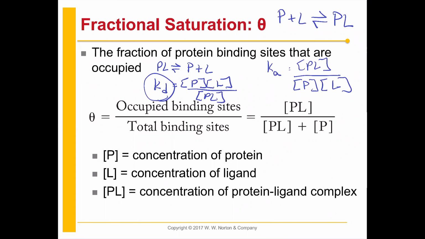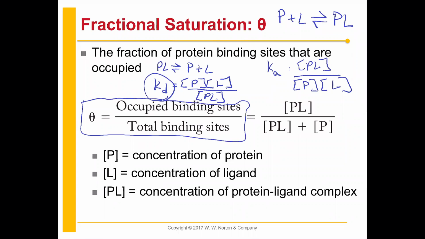The other way that we can measure affinity is through looking at how many sites on the protein are actually occupied. So there are two different ways. You can look at the KD and you can look at the fractional saturation. Let's talk about the fractional saturation and then we'll come back to the KD. Hemoglobin has 4 binding sites, so you can compare the occupied binding sites over the total binding sites. And from that, you can get what's called the fractional saturation.